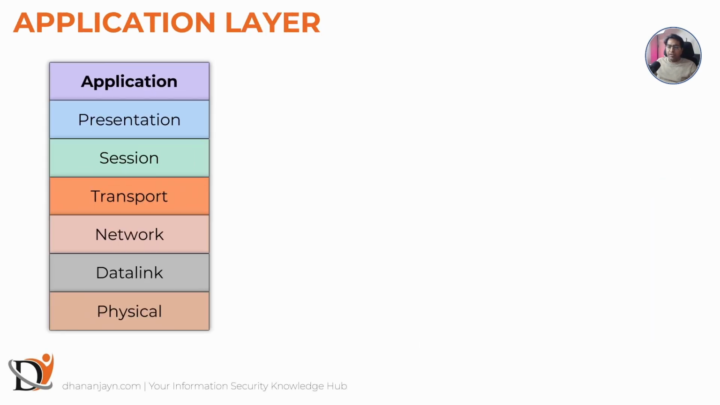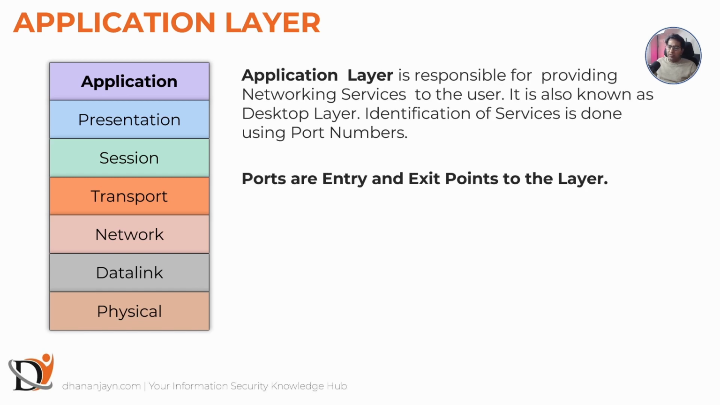So, let's start off understanding the application layer. So, friends, this layer is responsible for providing networking services to the user. It is also known as the desktop layer, and identification of services is done using port numbers. So, what are those ports?